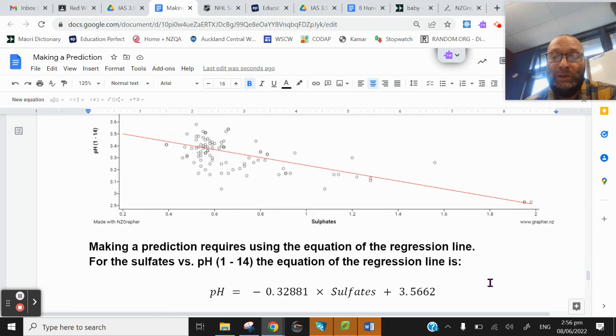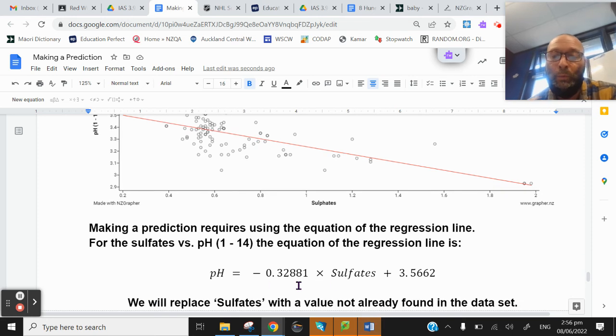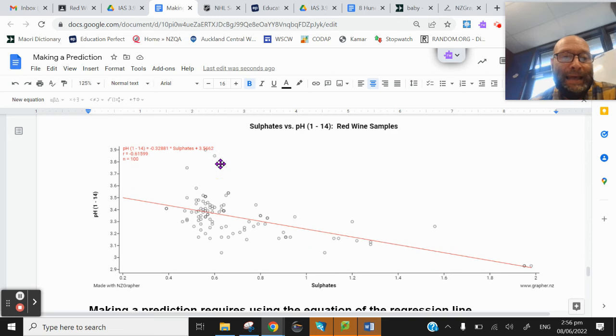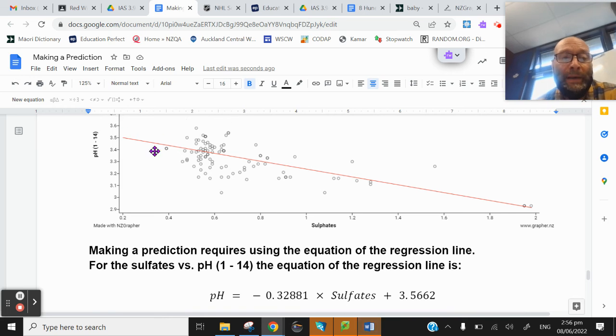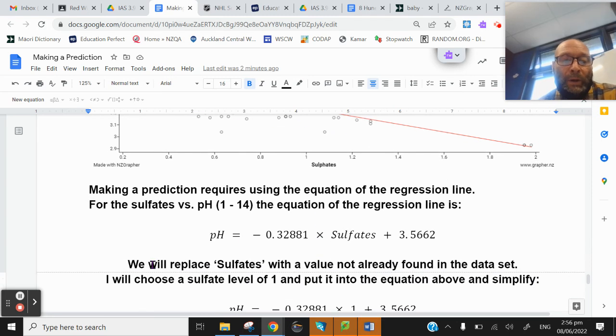The equation of the regression line is negative 0.32881 times the sulfates plus 3.5662, and that came right from the regression line equation. Now, what this number here means, the negative 0.32, because it's negative, that is also showing us we've got a negative association. And this means as the sulfate level goes up by 1, the pH goes down by 0.32881. So we're going to replace the sulfates with a value not already found in the data set.